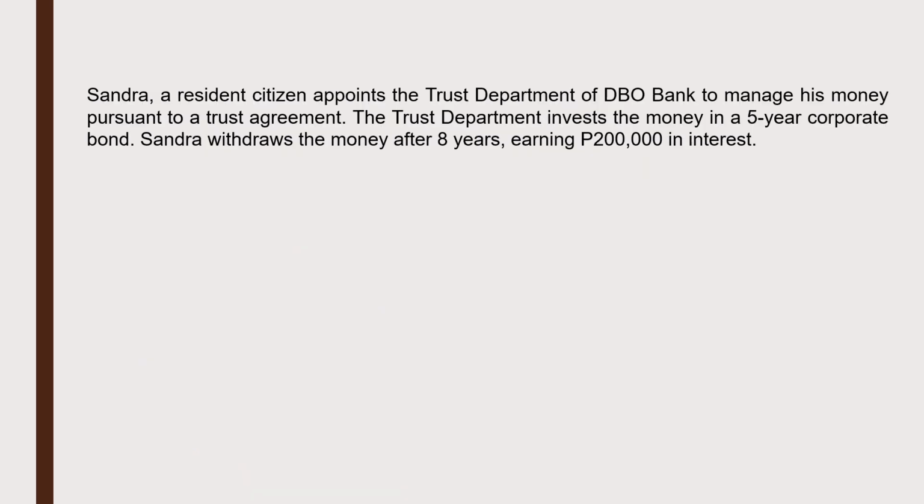Sandra, a resident citizen, appoints the trust department of DBO Bank to manage her money pursuant to a trust agreement. The trust department invests the money in a 5-year corporate bond. Sandra withdraws the money after 8 years, earning 200,000 in interest. What is the final income tax due?